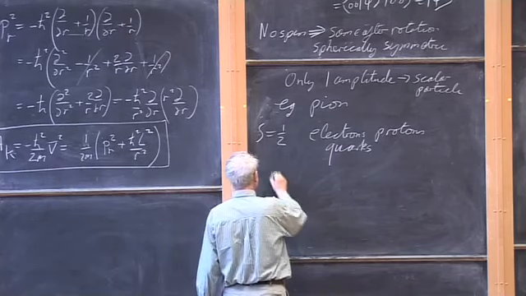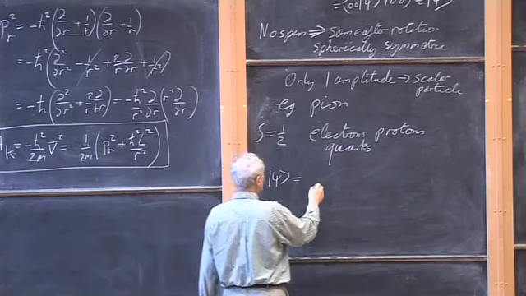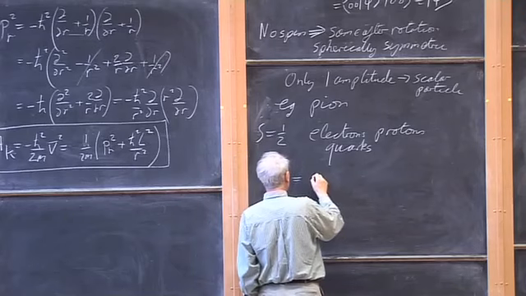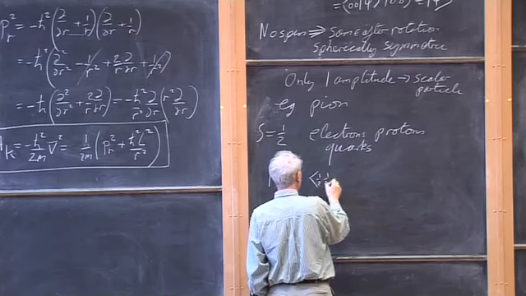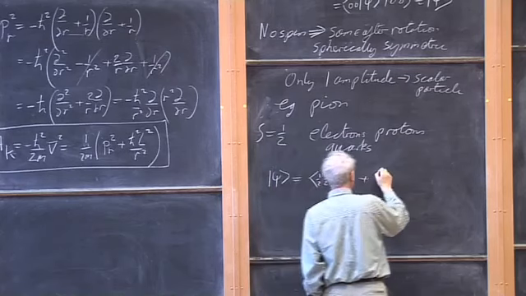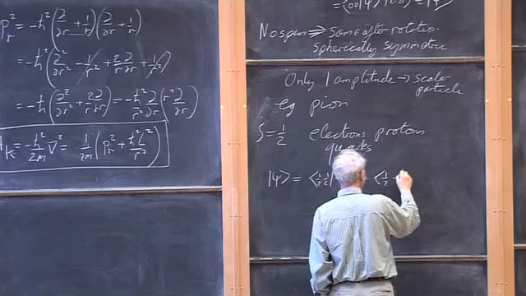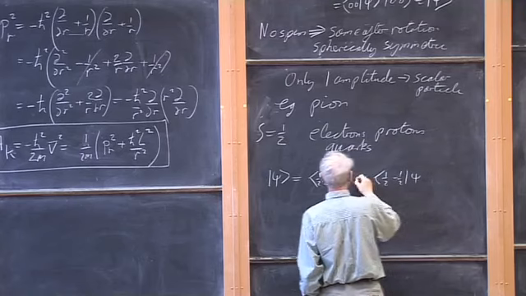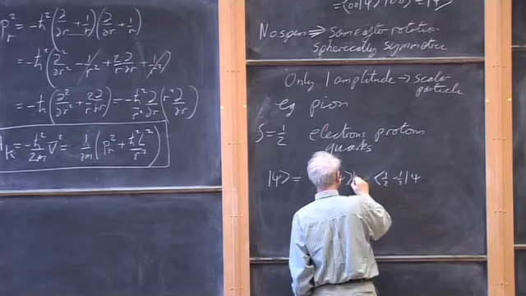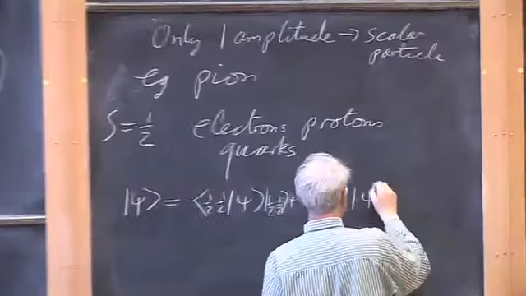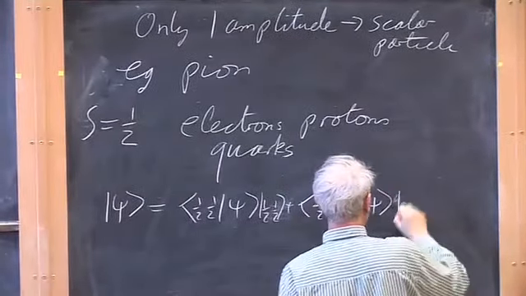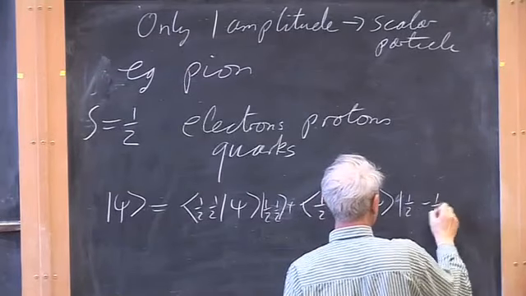We have that the state of the system can now be written as there's going to be a psi, plus a half, times |1/2, 1/2>, plus a psi, minus a half, times |1/2, -1/2>.